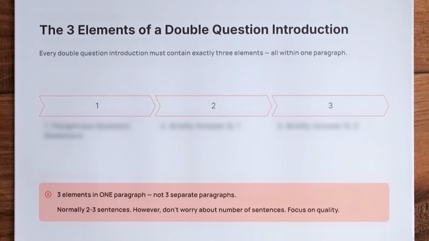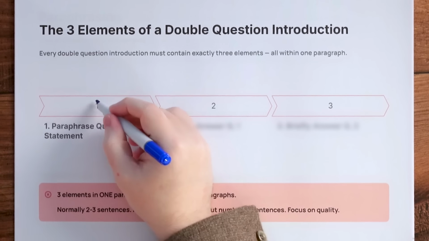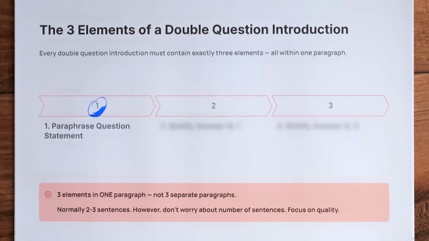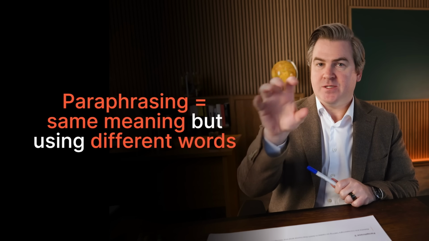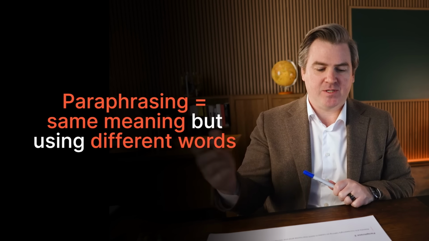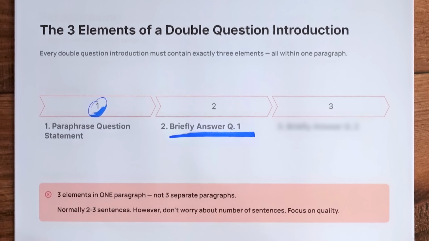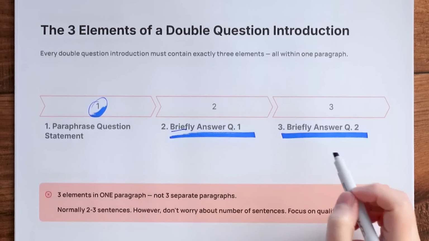So there are 3 parts or 3 elements in an introduction. And again, this is for double questions. So part 1 is your paraphrase. Paraphrasing is just stating something again so that it means the same thing using different words, different language. Then you briefly answer question 1 and you briefly answer question 2. And the key word there is briefly. You're not adding any detail in there. You're just stating, here's what I think about question 1. Here's what I think about question 2.